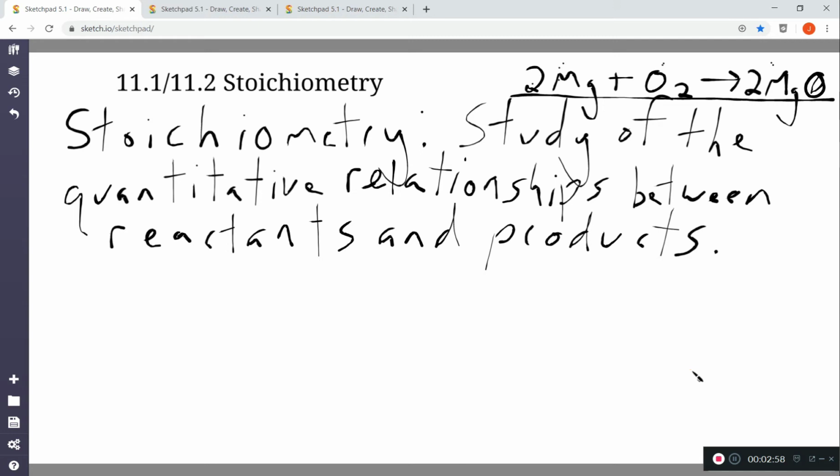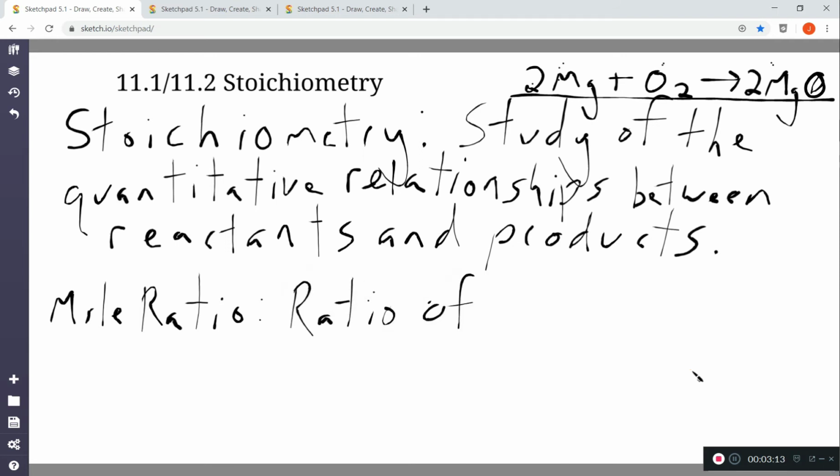Now, what we're going to talk about a lot is a mole ratio. And what that is, is the ratio of the moles required in a chemical reaction.